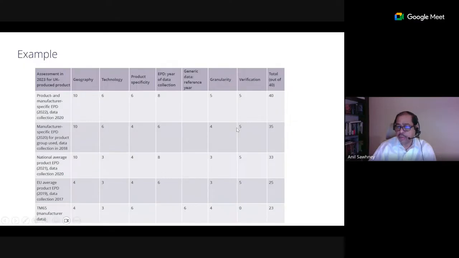So you will look at your first product, and you will score 10, 6, 6, 8, 5, 5. You get a score of 40. Okay. Maybe there is another product which is using industry average. Then you give 10 for geography, 3 for technology, and so on, and scores 33. So you will score all your 10. You will then take a weighted average based on your embodied carbon contribution of each material, and then you will get an average score, which should still be out of 40.